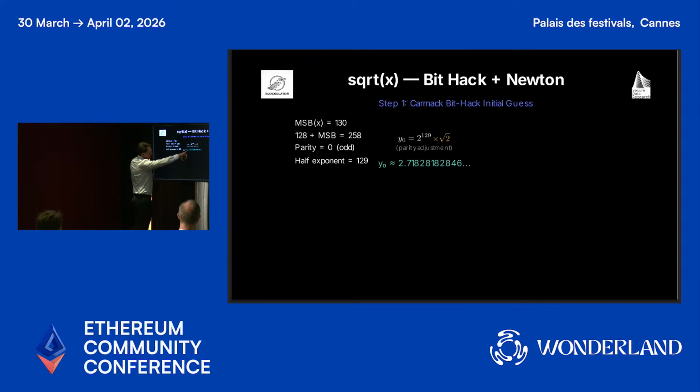The first significant bit is 2, and we have to shift it so that it falls in the right place within our 256-bit word. So the most significant bit in this case is actually 130. And if it's odd, then we have to adjust for that by this pre-computed value, square root of 2. But when you get through this first bit of the procedure, you should be around 2.7 or 2.8, something like that.